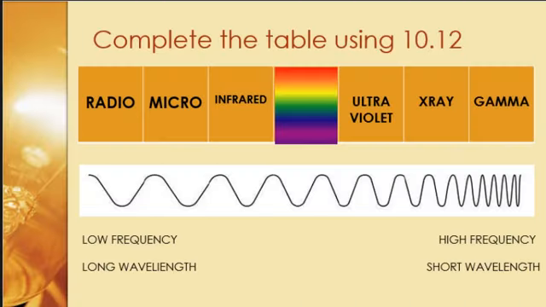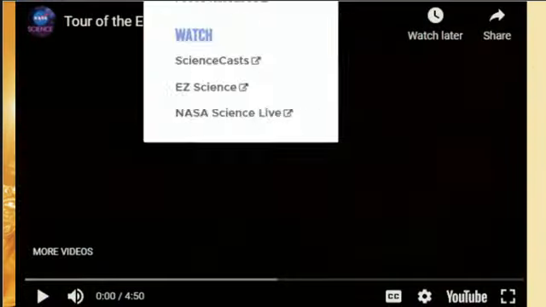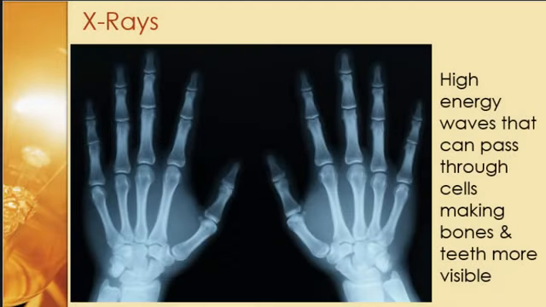All right, so many uses for all these different types, right? We're going to talk specifically about X-rays and gamma rays right now. So X-rays are high energy waves that can pass through your cells, but they make bones, teeth, and dense things more visible. Okay, so you can see some things.